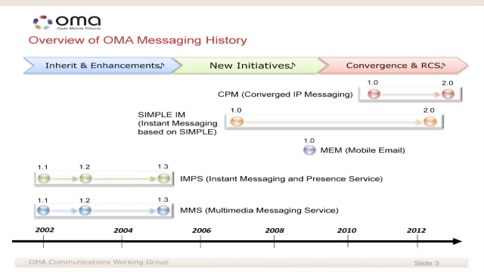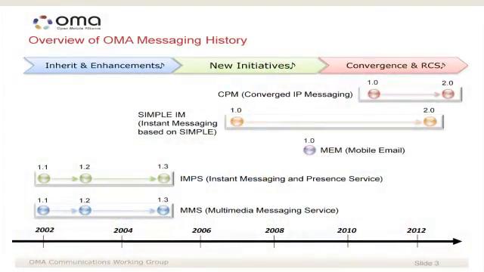After that came some new initiatives, especially due to the emergence of 3G networks, IP-based networks and SIP-based networks. There were initiatives such as instant messaging based on SIP and SIMPLE, so SIMPLE IM, and also an initiative to provide mobility to existing services and enablers, such as email for mobile devices, so mobile email.